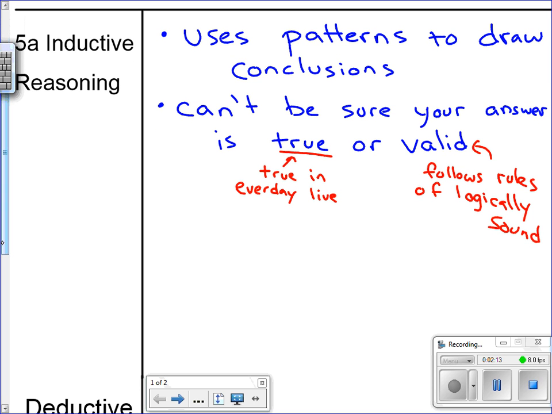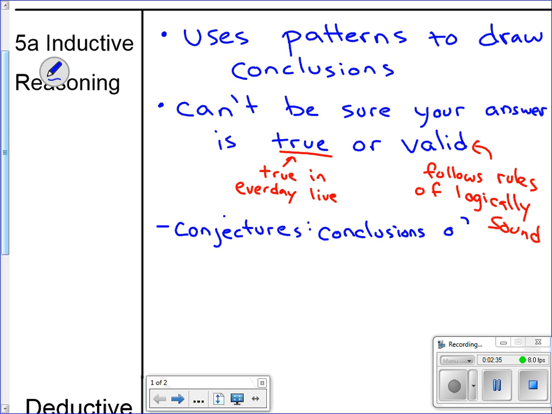In this case, we have conjectures. When we do inductive reasoning, we have a conjecture initially, and we think we see a pattern. Conjectures are conclusions of inductive reasoning.